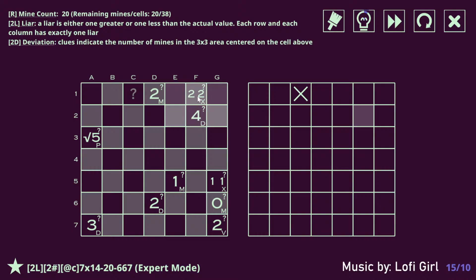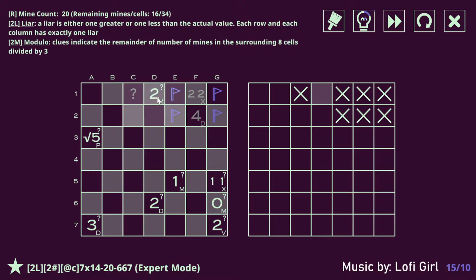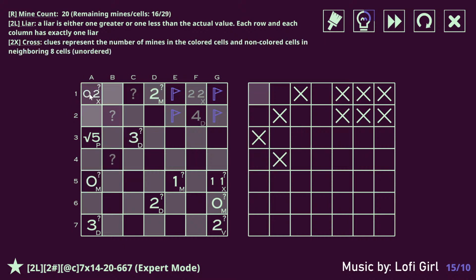These are both referring to this. They're both the same value. I think they're both telling the truth. It's either a 2 or a 1. I don't think we know. Root 5 has to be telling the truth, and also has to be 1 by root 5. So these are all non-mines. 0, 2. No idea.